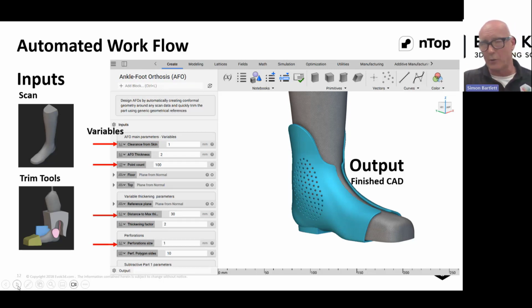The distance, we've actually got a ramp up there for easy ingress and egress. It's hard to sort of tell, but we've got a ramp there at the top of the AFO, and even the perforation size and the density of those perforations as well. So these are all variables.